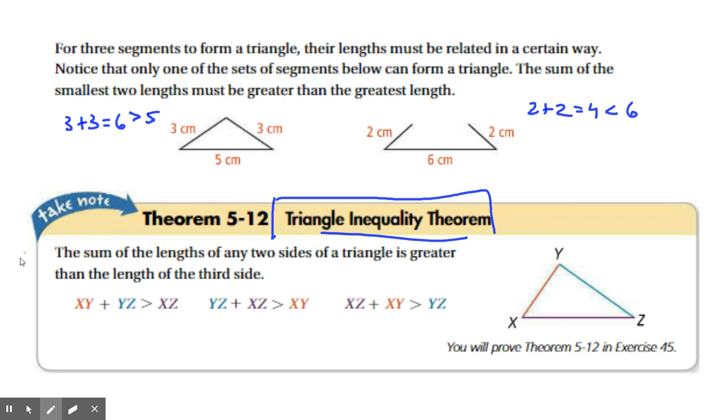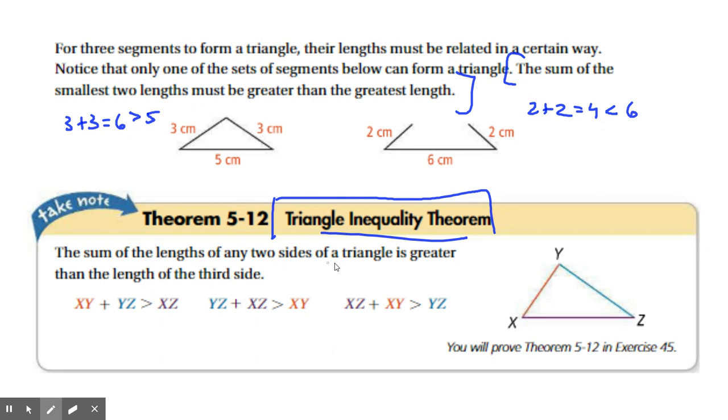The triangle inequality theorem says the sum of the lengths of any two sides of a triangle must be greater than the length of the third side. Now up here, we have something better to look at. The sum of the smallest two lengths must be greater than the greatest length. I think that is a more pertinent statement, right? Because this must be true for all three combinations.